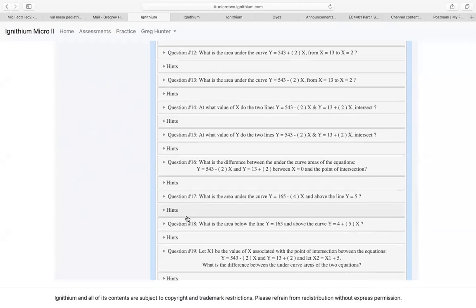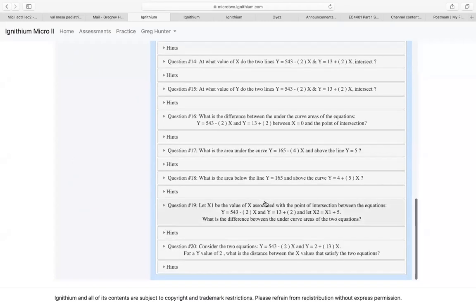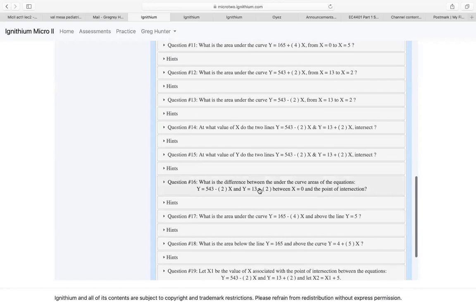So let's do a few more problems. I want to point one thing out: on question 19, there's supposed to be another X here. That's an error, but I played with it enough. I know there's supposed to be an X there. A lot of times people ask, is that supposed to be another X? And yes, it is.